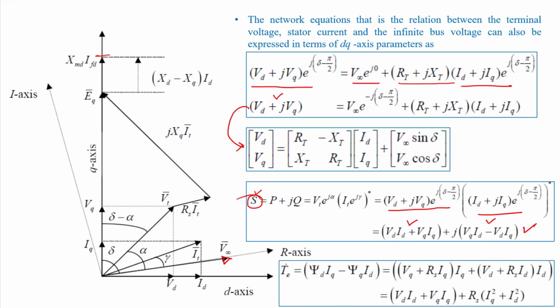Similarly, we can find the electromagnetic torque equation as well. So the electromagnetic torque equation also looks like this. Already you know this equation, this ID IQ minus IQ ID.